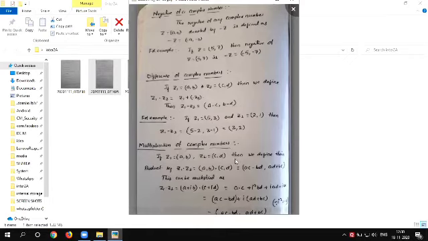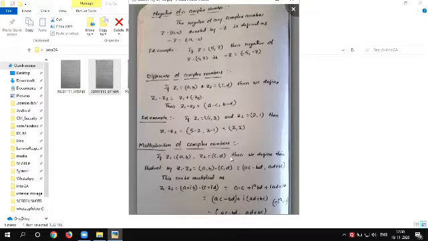Now, multiplication of complex numbers. To multiply these two numbers, Z1 and Z2, which are two complex numbers, means we have to find the value of Z1 into Z2. Z1 is taken as (a, b) and Z2 is (c, d).